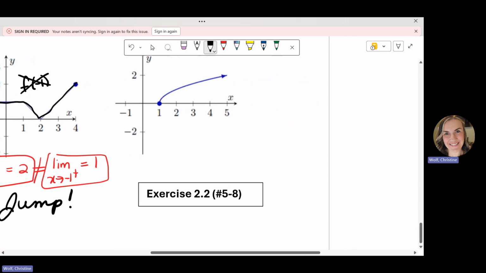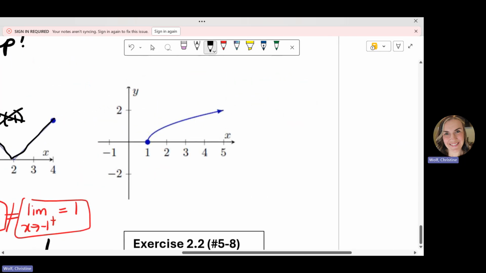Okay, last one. This one's unique because we can kind of see we don't have a left-hand side, right? So this is the value we were looking at on Friday. X is 1. We don't even have a left side. So all we do is we check the right side, okay? So as I approach from the right-hand side, I am approaching a y value of 0. So my limit equals 0 on the right, but I don't even have a left. So all I'm worried about is the right. So the limit equals 0.